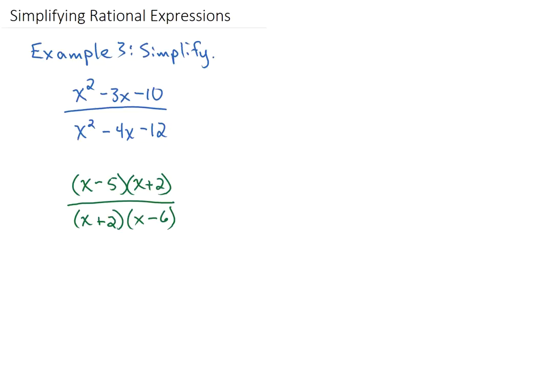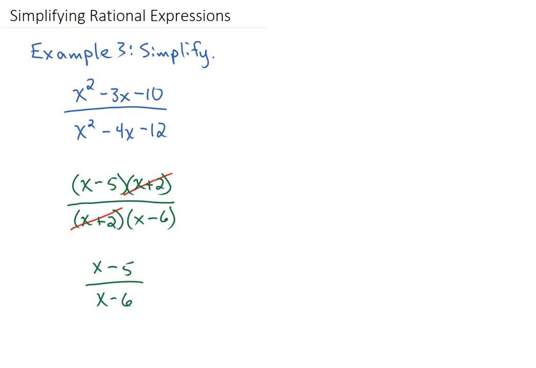But once we get it factored, then we're looking at things based on factors. Here, we have the same factor x plus 2 in both the numerator and denominator. So those will divide down to a 1, leaving us with the simplified rational expression x minus 5 over x minus 6. And that's done.